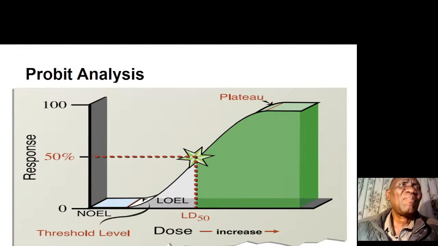50% of the animals which are going to die will take us to the LD50 as indicated in that graph. And this is how the LD50 is determined after carrying out the evaluations or trials or experiments.